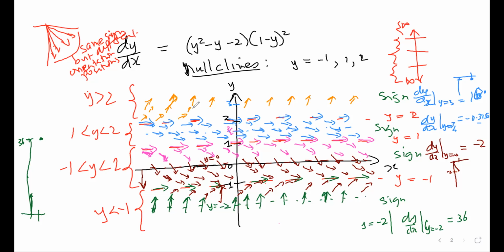Almost flat, change your orientation. Okay, so that's the full direction field.